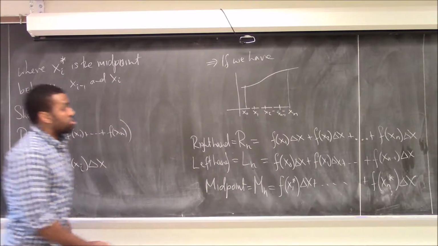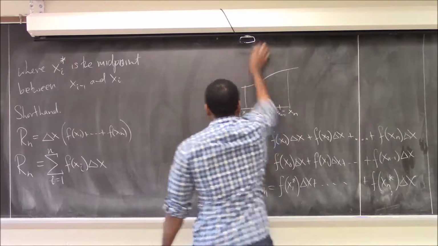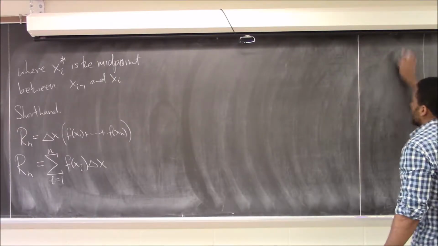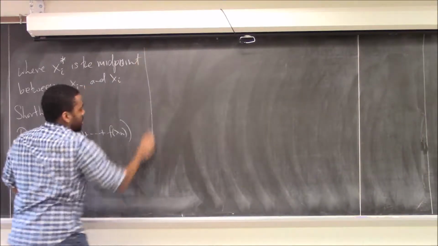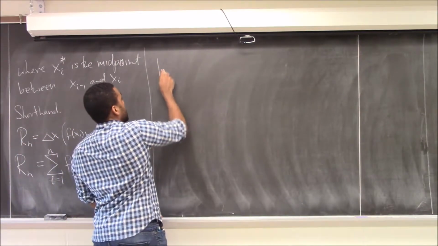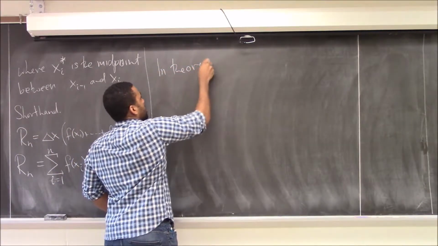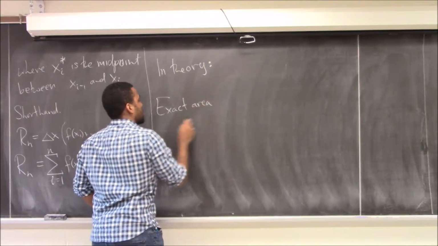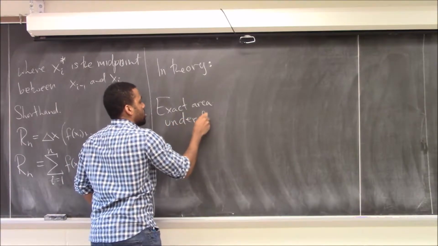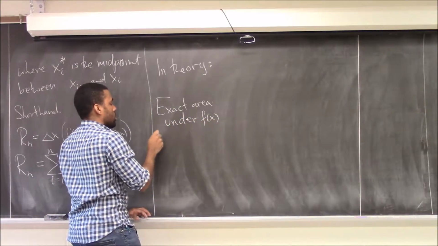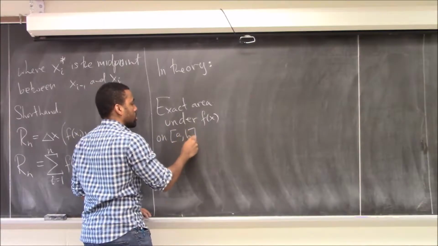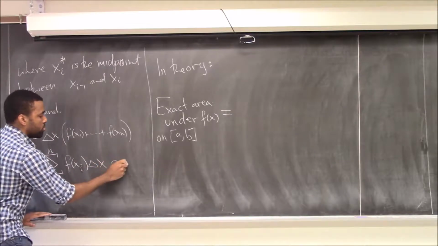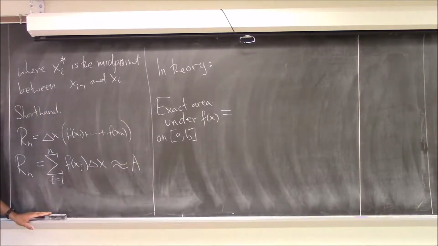Now, again, to bring the theory, I'll do some concrete examples similar to what I would ask on a test pretty soon, but I just want you to have some ideas rolling around in your head. So now, in theory, the exact area under f of x on the interval [a, b] will be given by, so these guys are all approximations for the area. This is going to be roughly the area A.